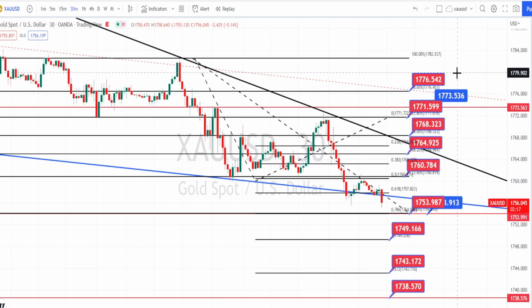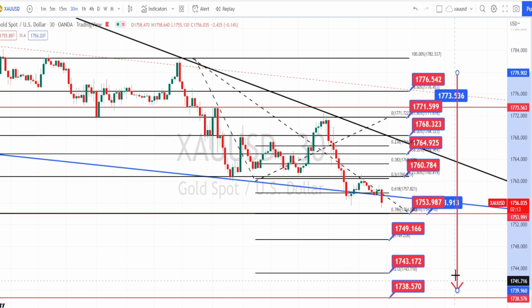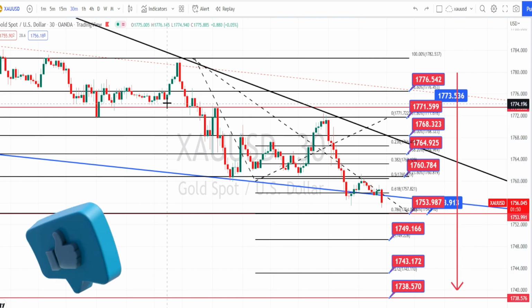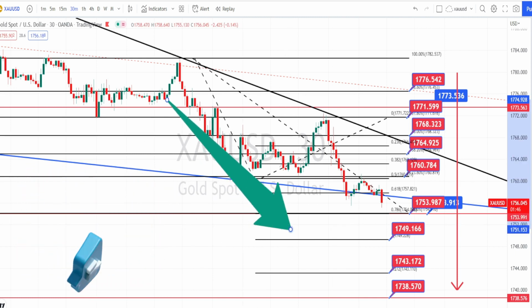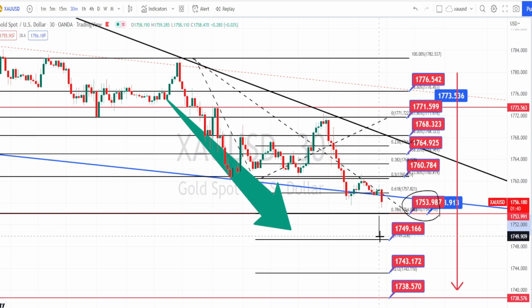So the values within this red color boxes are going to be the resistance and support levels for 30 minutes time frame. Since the trend in higher time frame is in a bearish trend, wait for the price action to break the higher time frame support level of 1753 in order to take trades with the higher time frame trend. Let us look at the price action in 5 minutes time frame.